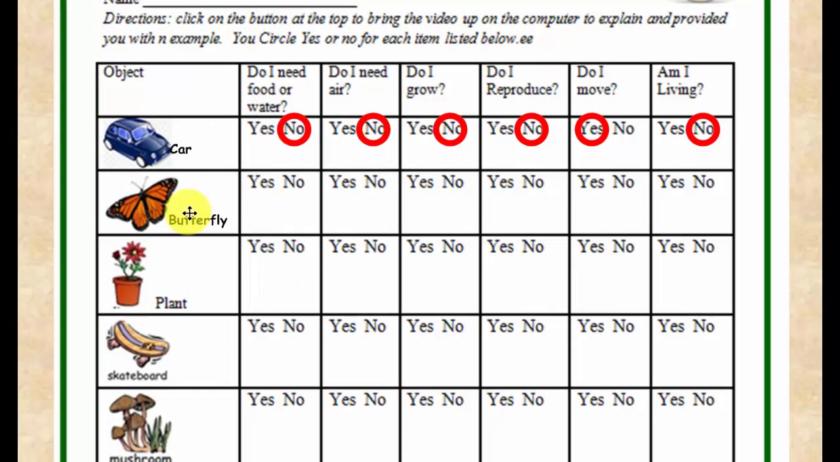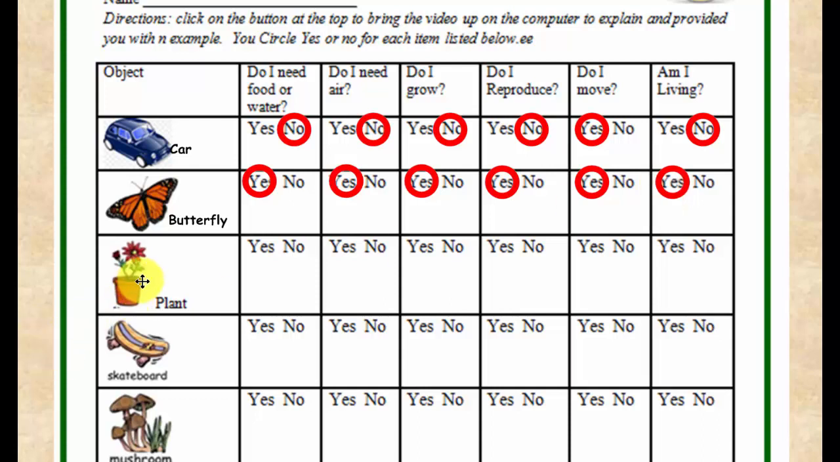Welcome back. Let's determine if the following objects are living or non-living. A butterfly. Does it need water? Yes. Do they need air? Yes. Do they grow? Yes. Do they reproduce? Yes. And do they move? Yes. So we have 1, 2, 3, 4, 5. If you have 5 yeses, then that means they are living.